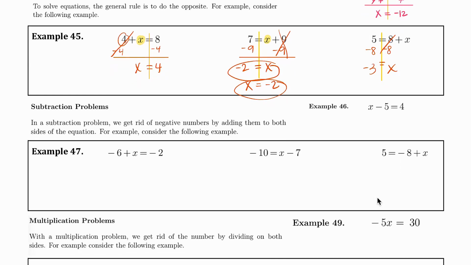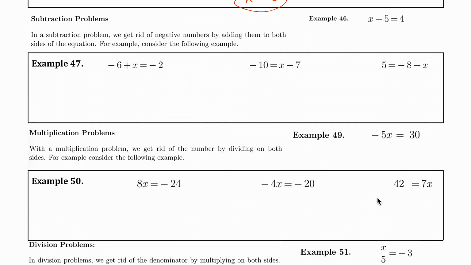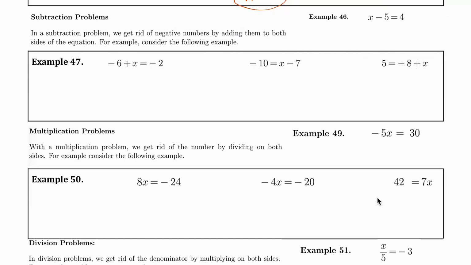Okay, sometimes we may not have addition, or we may not have a positive number. Like in example 46, we have x minus 5 equals 4. This is what we're trying to isolate. Right now there's a minus 5 with it. So to eliminate that, we're going to do the inverse operation of addition. Negative 5 plus 5 gives me 0, and I'm left with x equals 9.